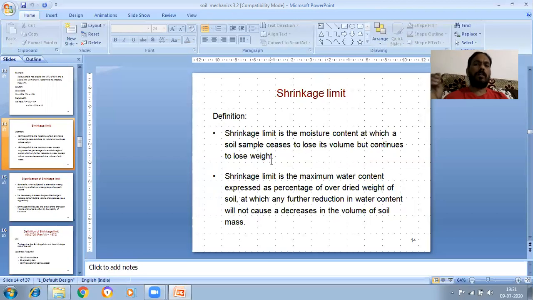Further, if you reduce the moisture content beyond the shrinkage limit, what will happen? The weight will be reduced. It continues to lose weight. It loses its weight, but the volume is the same. The volume will not reduce further. It ceases to lose its volume, but continues to lose weight. So at the shrinkage limit, the soil volume change stops. If you reduce the water content further, the volume will not reduce, but the weight will reduce. That is an important point.